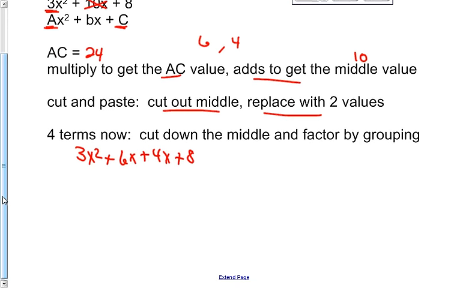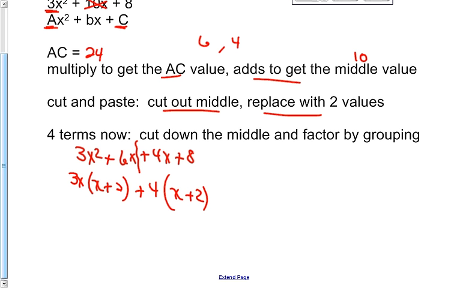So we'll cut this in half. The first group, 3x squared plus 6x, they have a 3x in common. We're left with x plus 2. Immediately after the cut we've got a plus sign, so always put down the sign that you see immediately after the cut. 4x plus 8, we're going to take out a 4, a positive 4. What we're left with, again, is x plus 2.